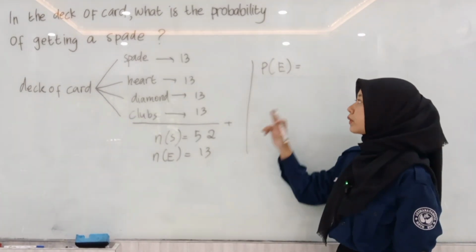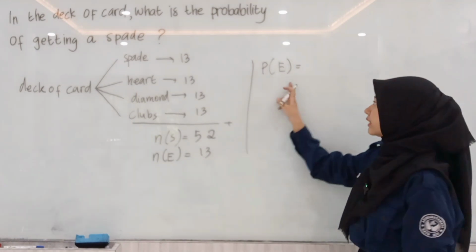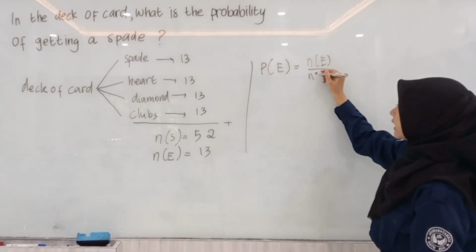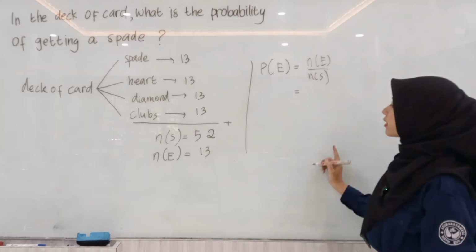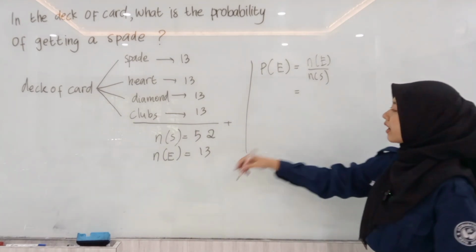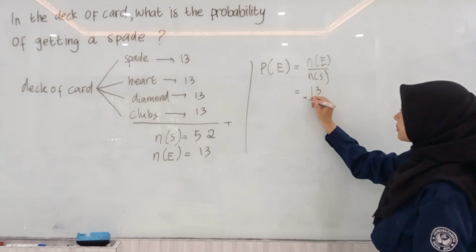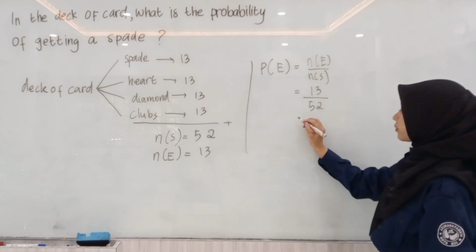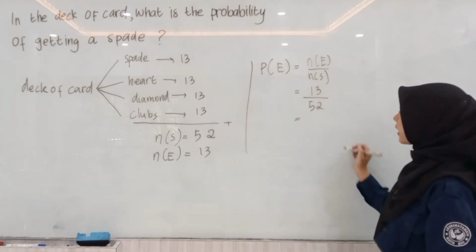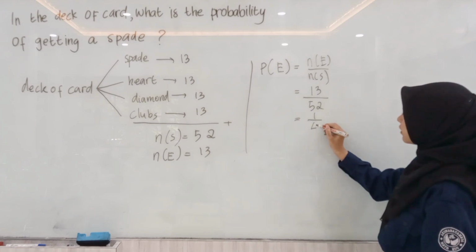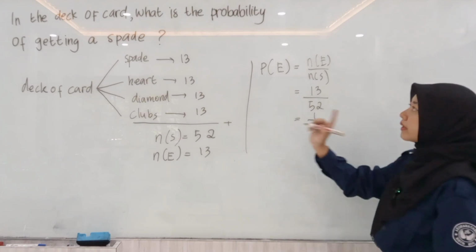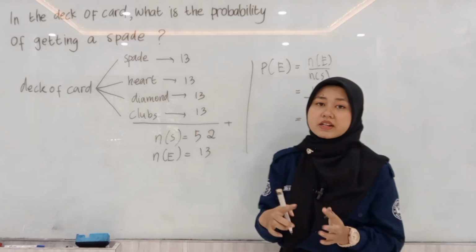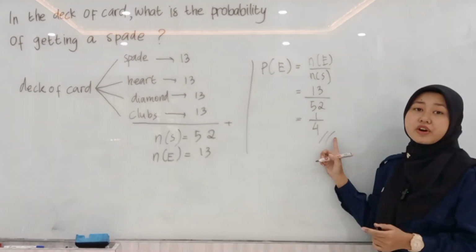So here we can calculate the probability of an event is equal to NE over NS, where NE is 13 and then NS is 52, or I can write 1 over 4. So the probability of getting a spade from the deck of cards is 1 over 4.